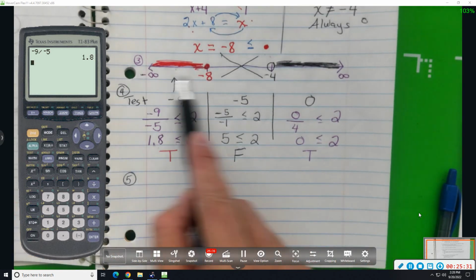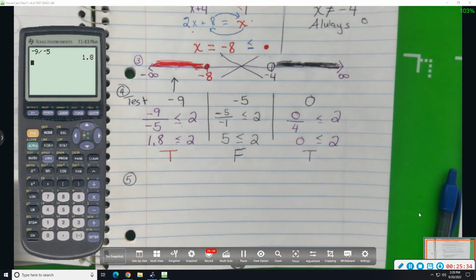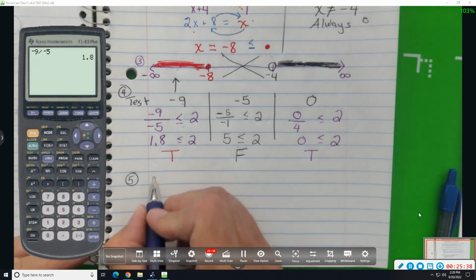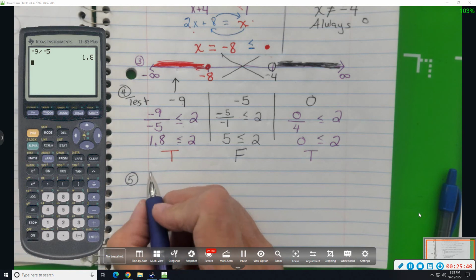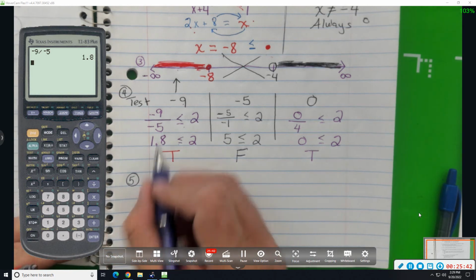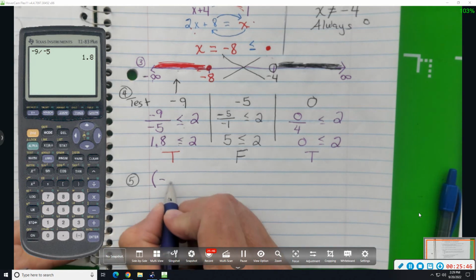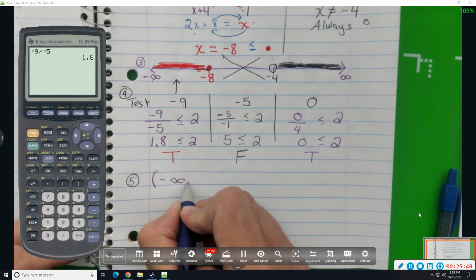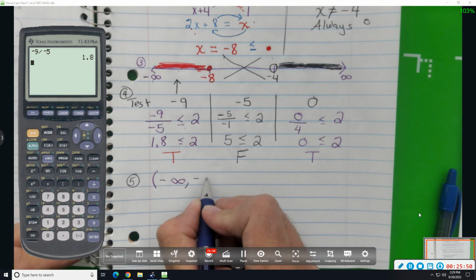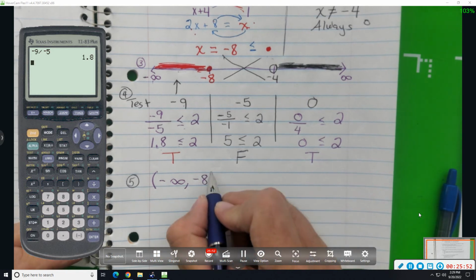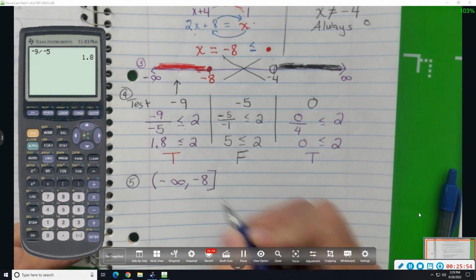Looking at the number line, call it out the way you would if you were typing it in, because you're going to have to type it into my math line. What will I write first? I'll get you started. Parentheses or bracket? Parentheses. Negative infinity, comma, negative 8, close bracket.